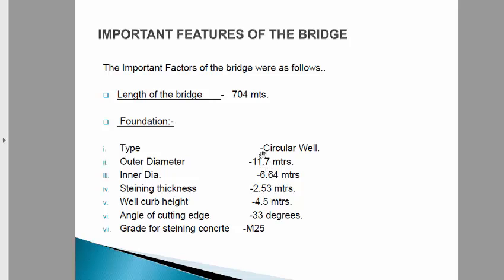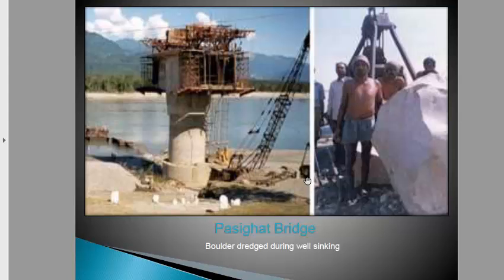Suppose you provide a pile of 11.7 meters, that means it's very uneconomical. Inner diameter is 6 meters, which means you fill proper sand in between, 6 meters. Steining thickness is 2.5. Well curb height is 4.5. Angle of cutting is 33 degrees. Grade of concrete chosen for the steining is M25. So this is an example of a circular well.